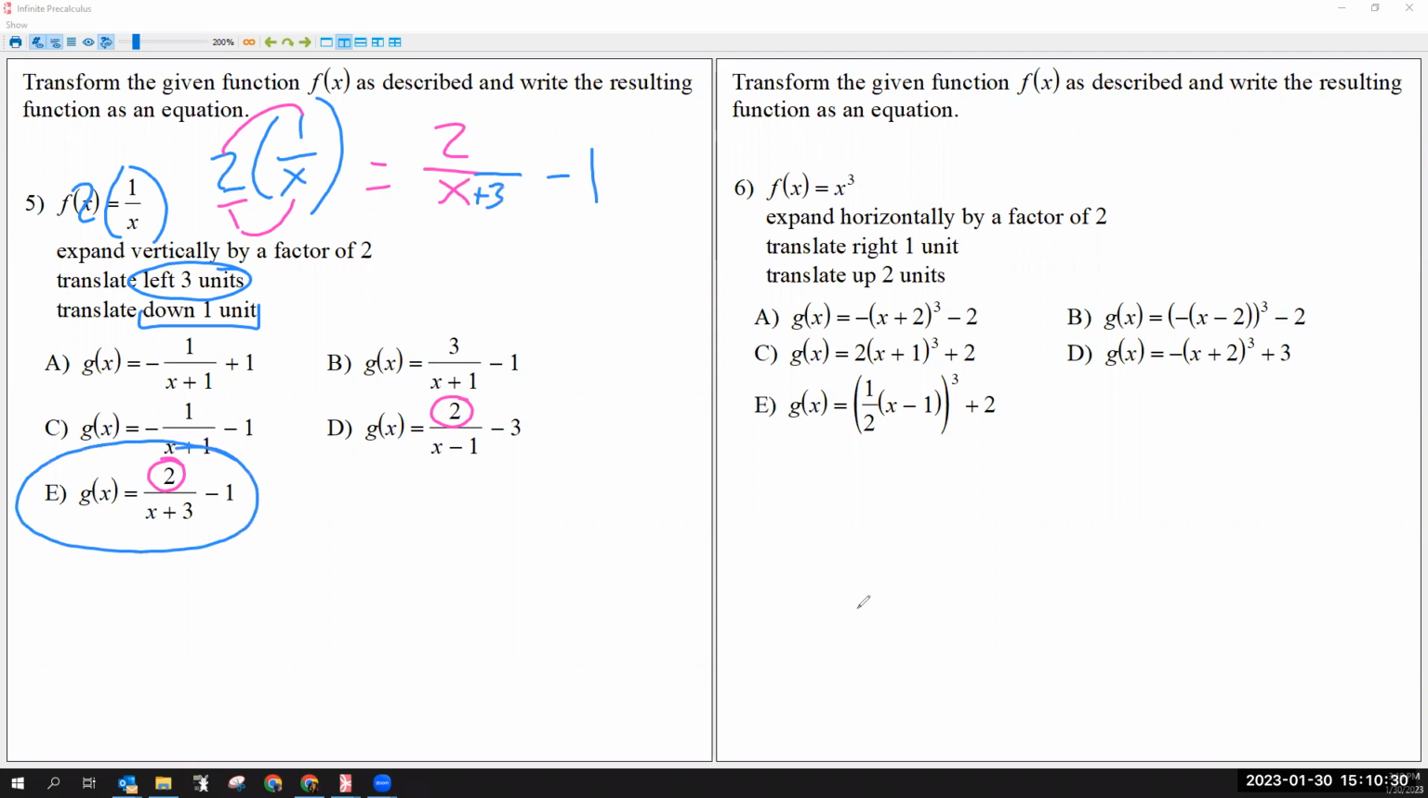Expand horizontally by a factor of 2. That means inside I should see a 1/2 because we'll do the reciprocal. So inside I should see a 1/2 by itself, which gives you answer choice E. Right 1 means inside of that x minus 1, and then up 2 means add 2 on the end.